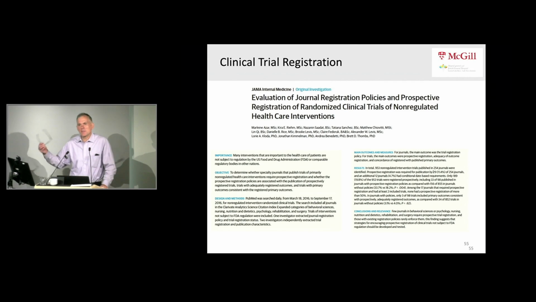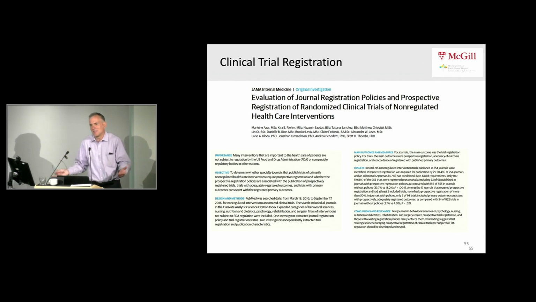And registering after the fact isn't helpful, right? If you've already seen your results and you put it on the registry and tell me your primary outcome was X, well, you already know what happened with X. It doesn't help me verify what you've done, right? So only 20% were registered a priori.